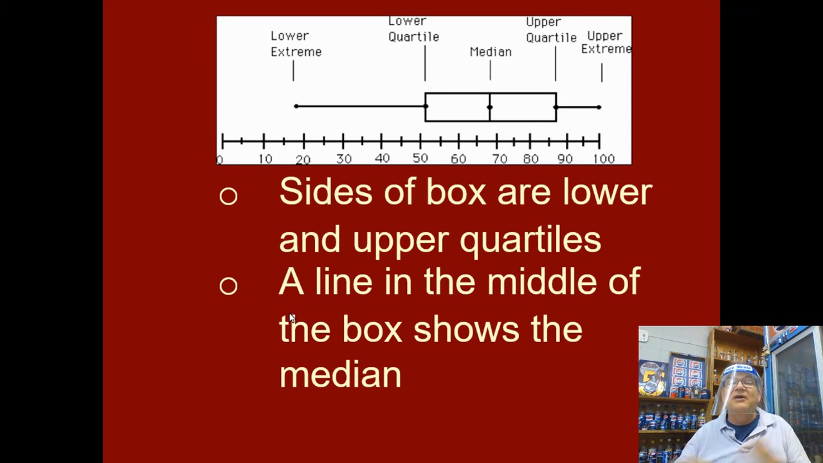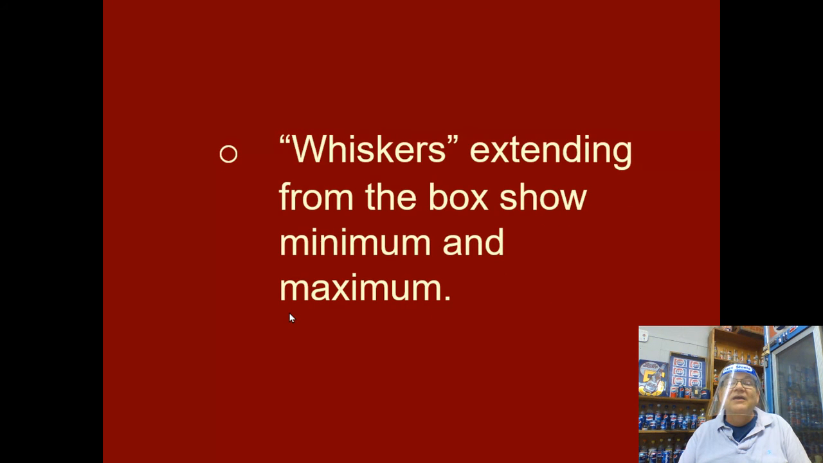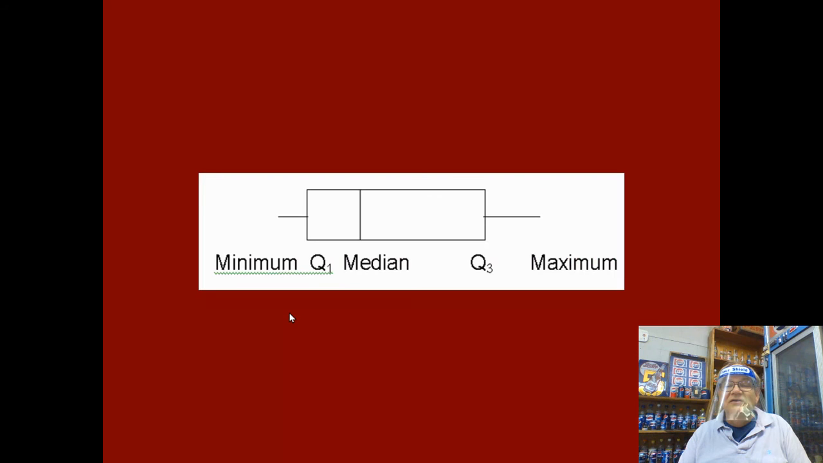So the minimum and the maximum are the ends of the whiskers. The sides of the box are the quartiles, and the middle of the box is the median. And here it is just saying that in a slightly different way. And here's another picture that's basically showing you the exact same thing.